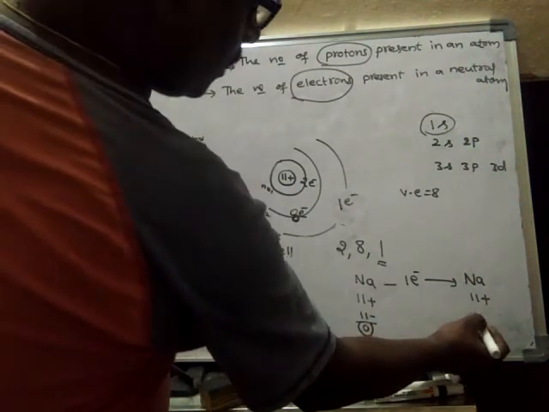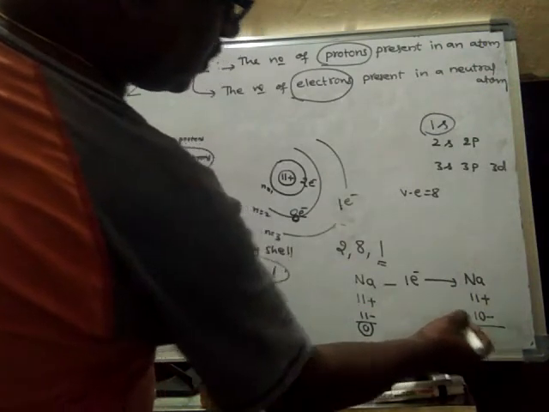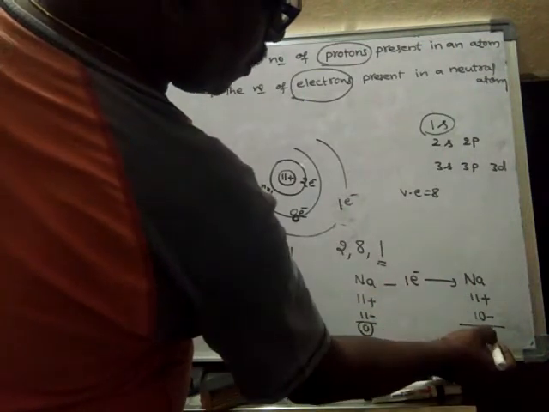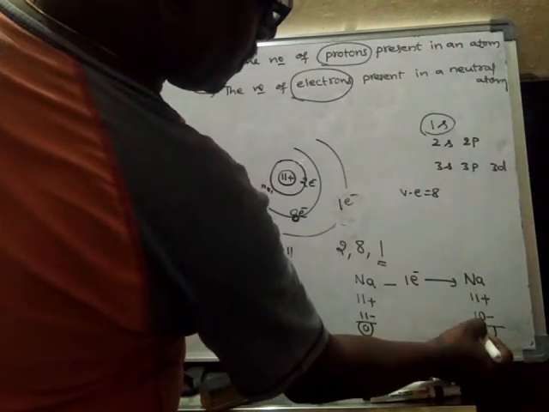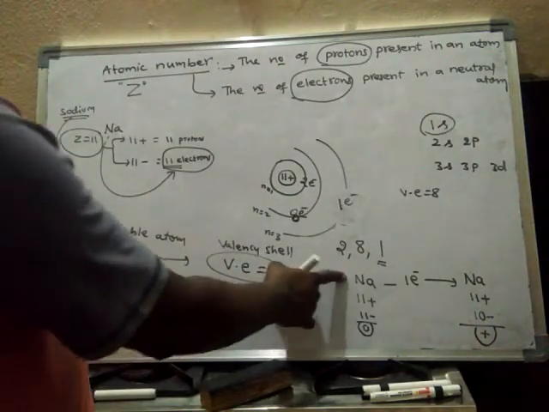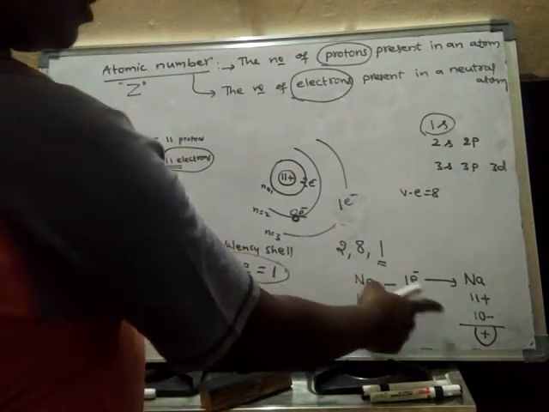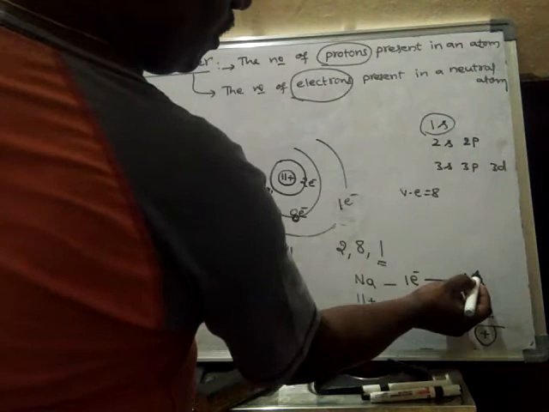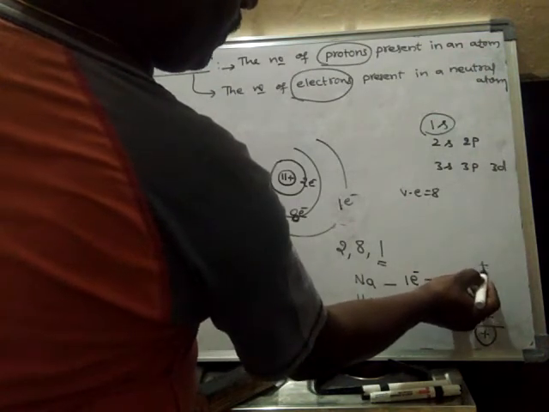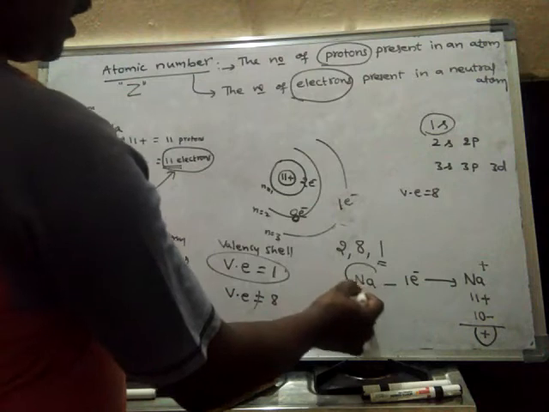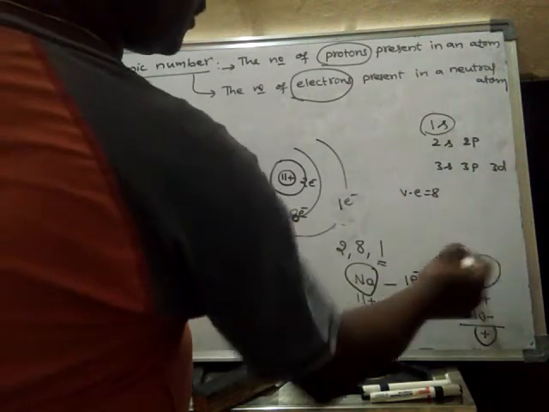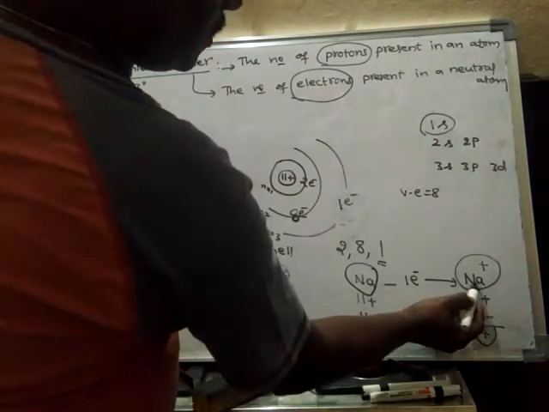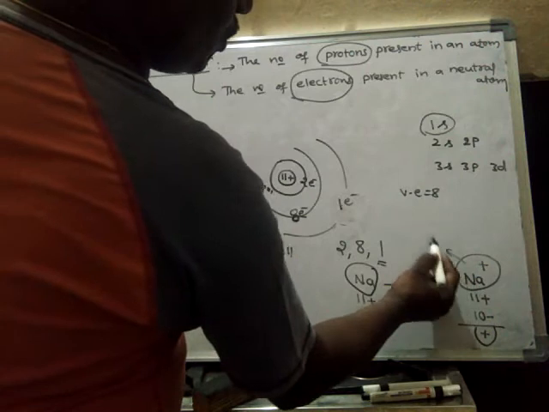So how many negative charges are present now? Only 10 negative charges are present. So what is the overall charge? 1 unit of positive charge is in excess. That means if sodium loses 1 electron, it will have 1 unit of positive charge in excess. Hence we represent this as Na plus. This is Na and this is called Na plus. This is the sodium atom, but this is not a sodium atom. It is said to be a sodium ion.